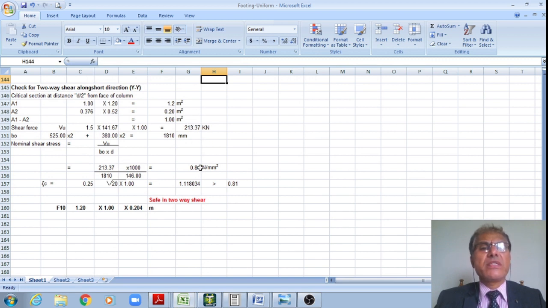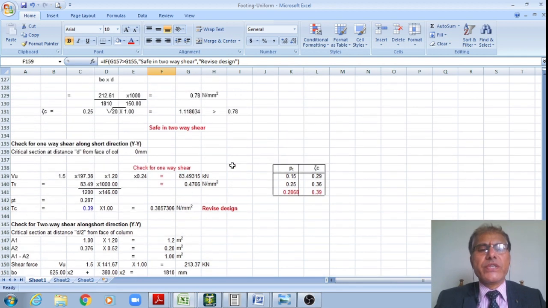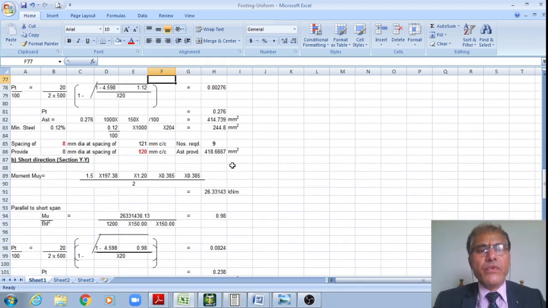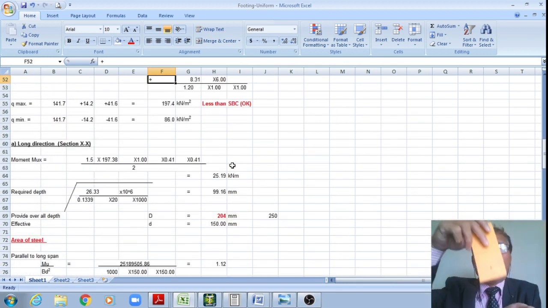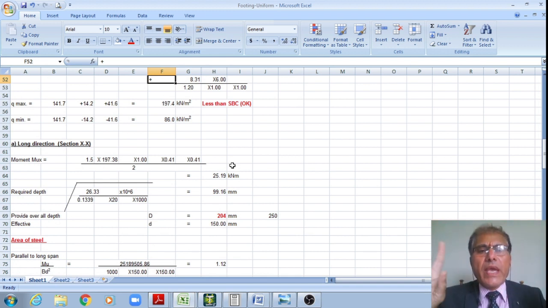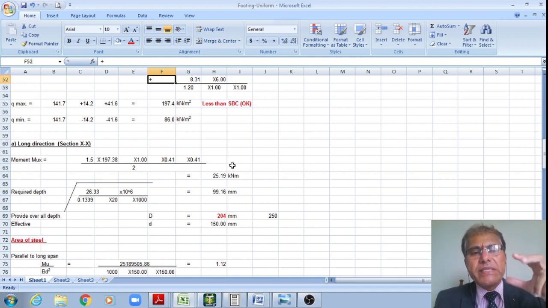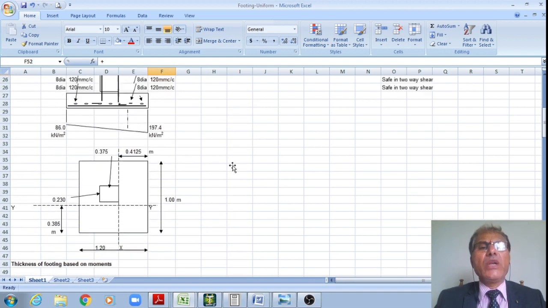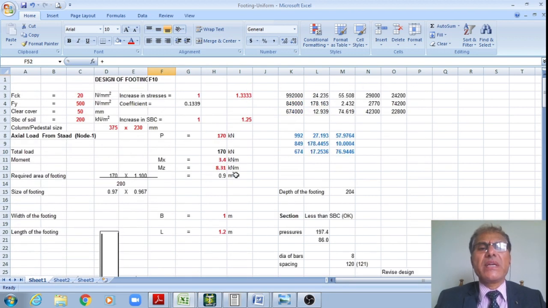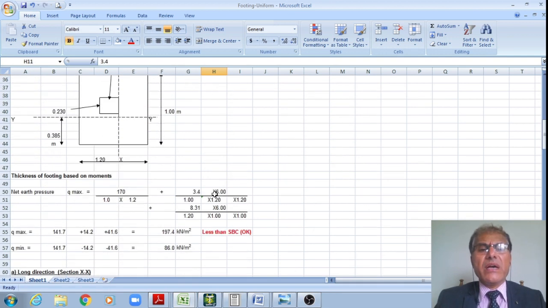Now we can see that nominal shear stress in two-way shear is 0.81, whereas the permissible value is 1.18. Therefore it is safe in two-way shear. Therefore, the design that we have done just for an axial load of 140 is not okay if I am adding the bending moment about the x as well as y direction. I need to refine this design. Therefore now I'll increase the effective depth.